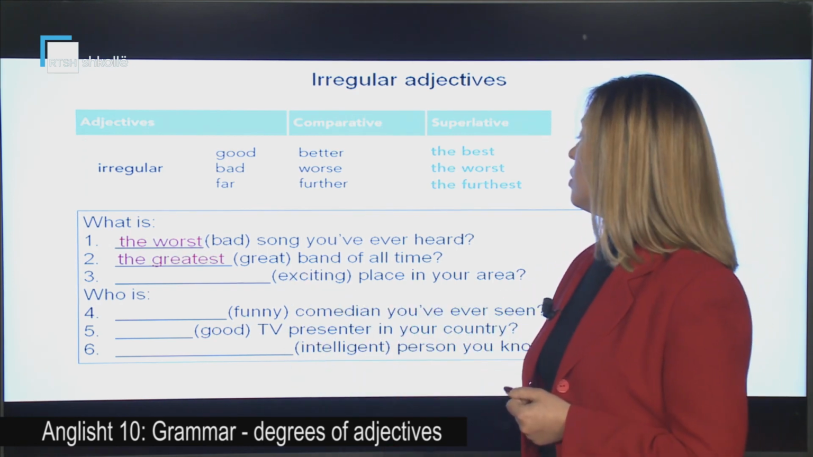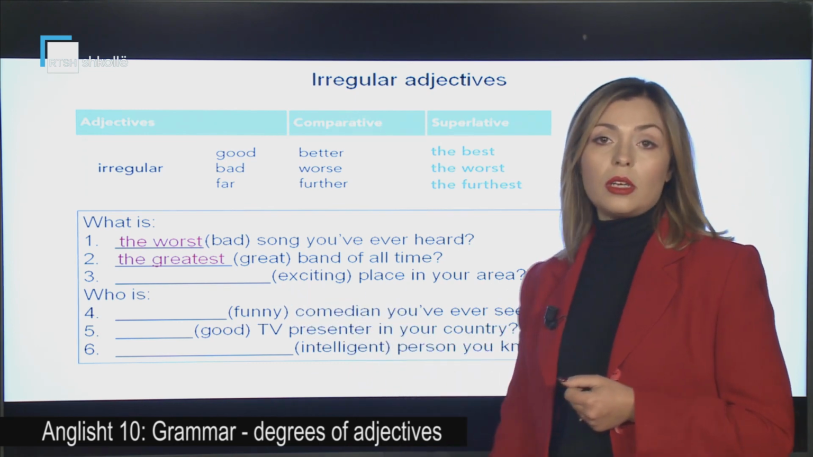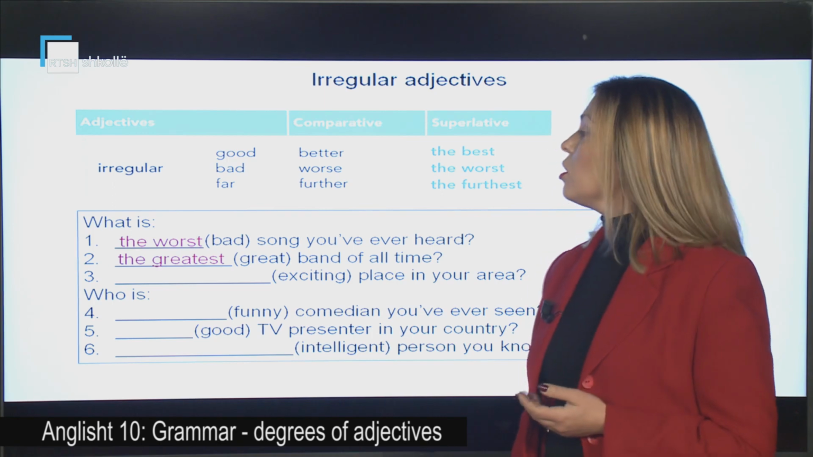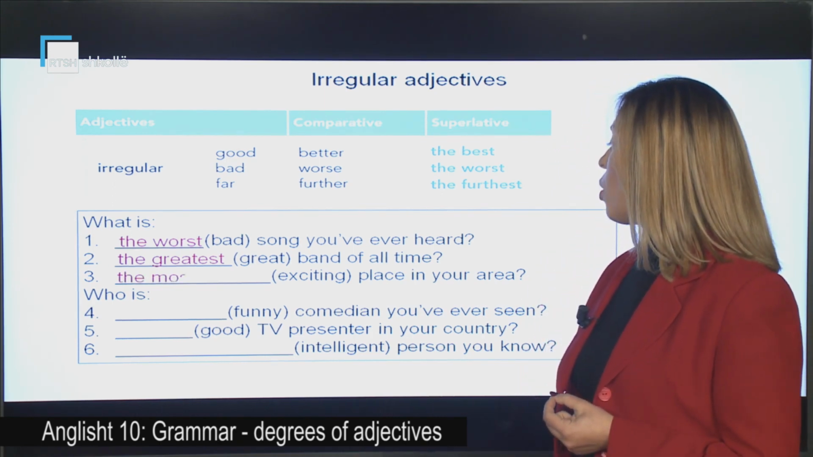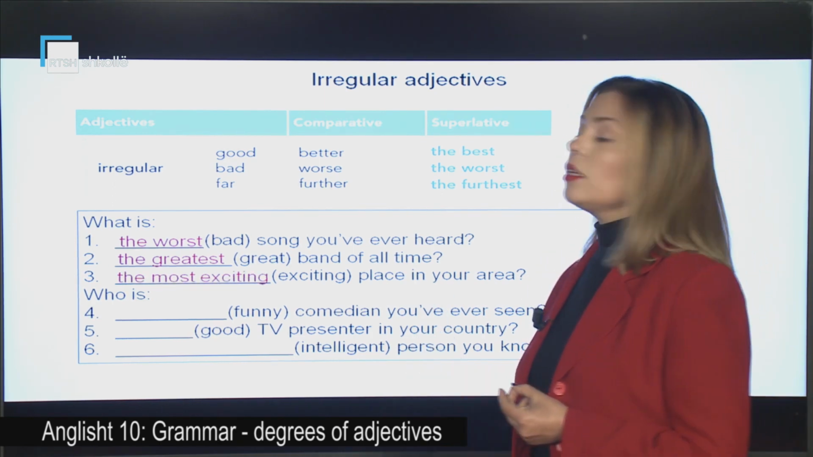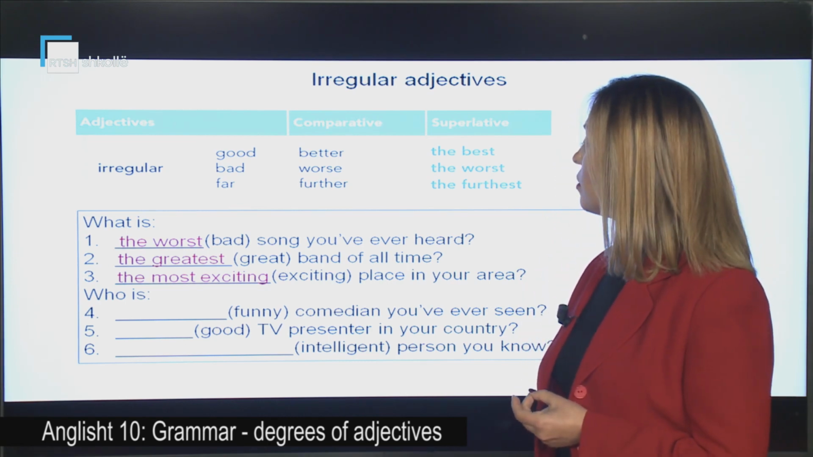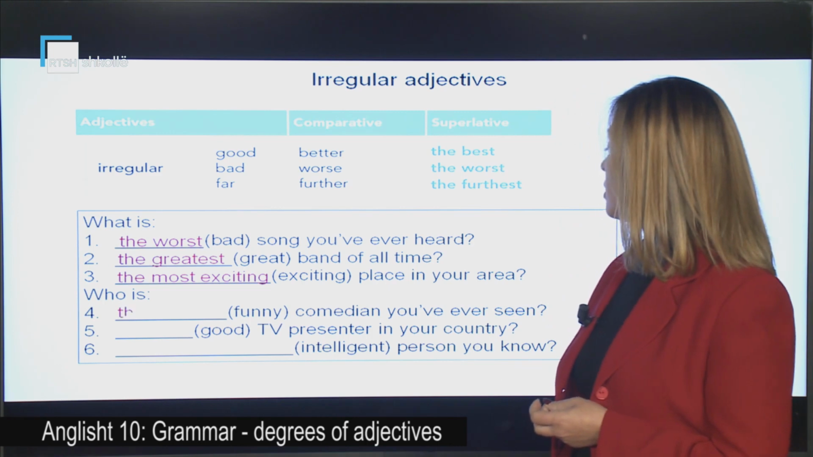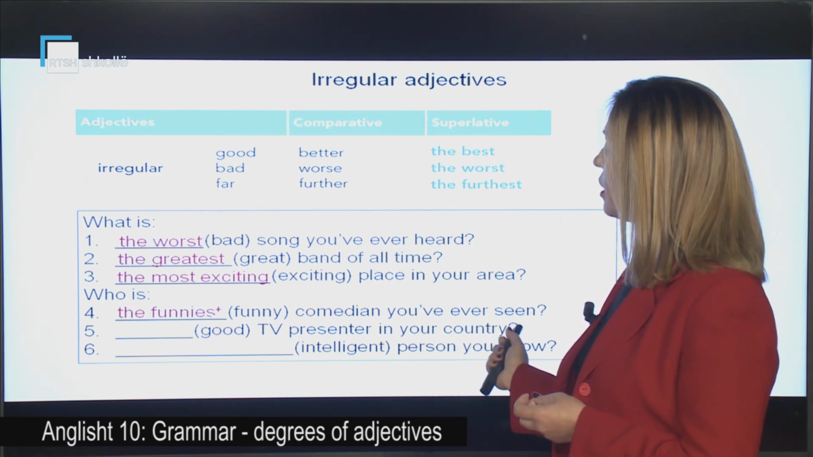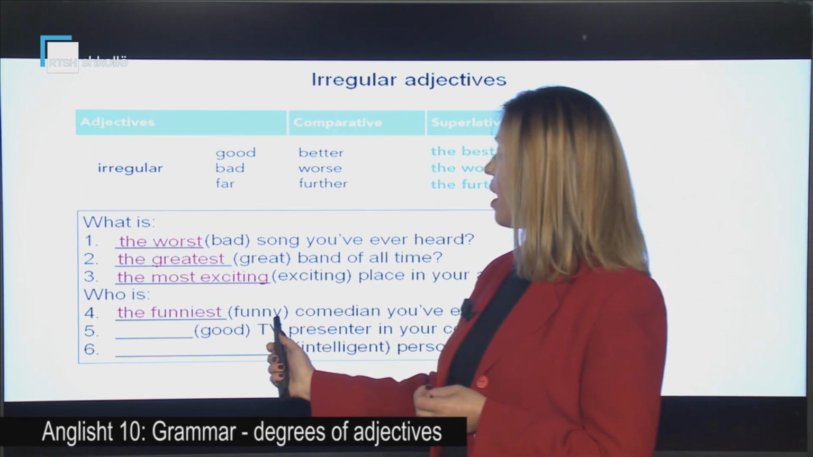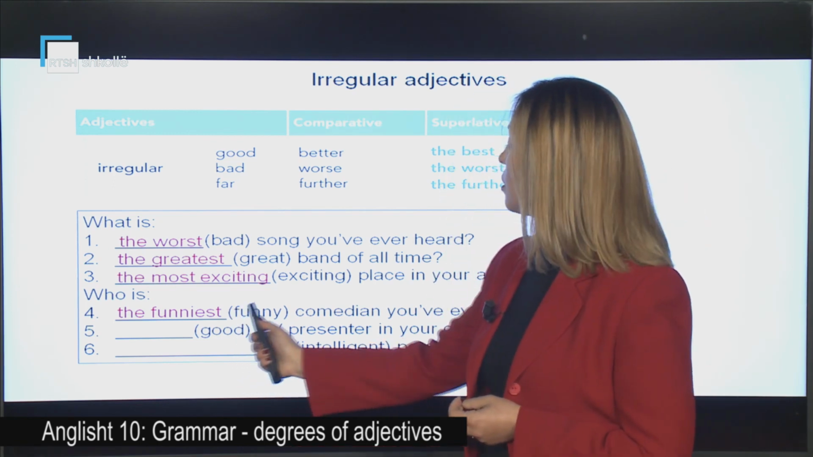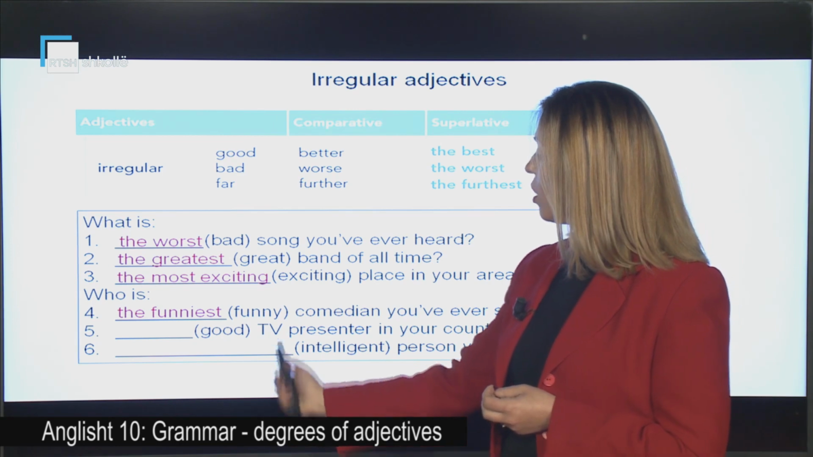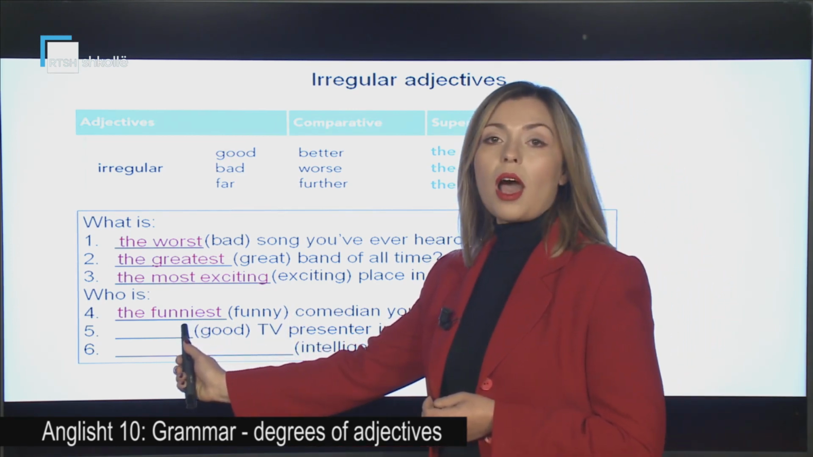And number 3, we have a long adjective, so we're going to use the structure with most, the most. So what is the most exciting place in your area? And number 4, who is the funniest comedian you have ever seen? Be careful. We have a 2-syllable word ending with a Y. We drop the Y and we put I.